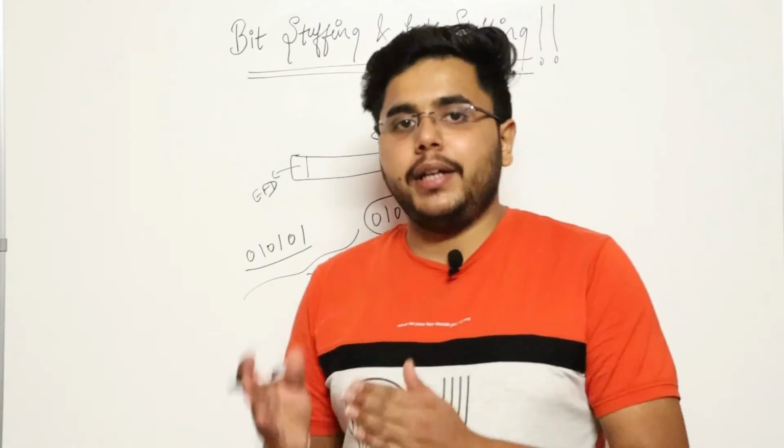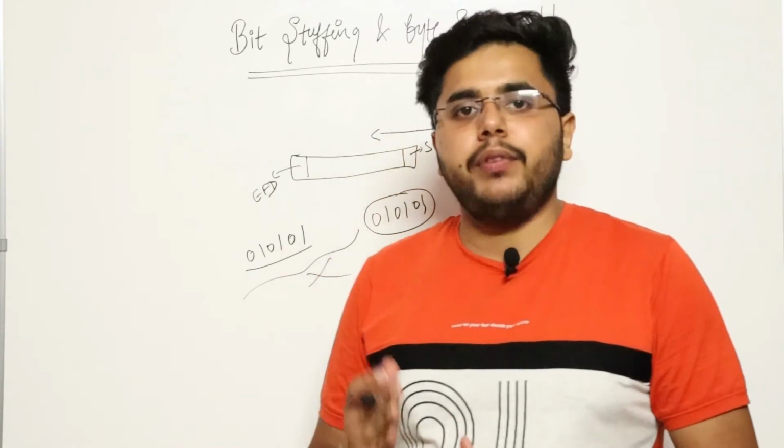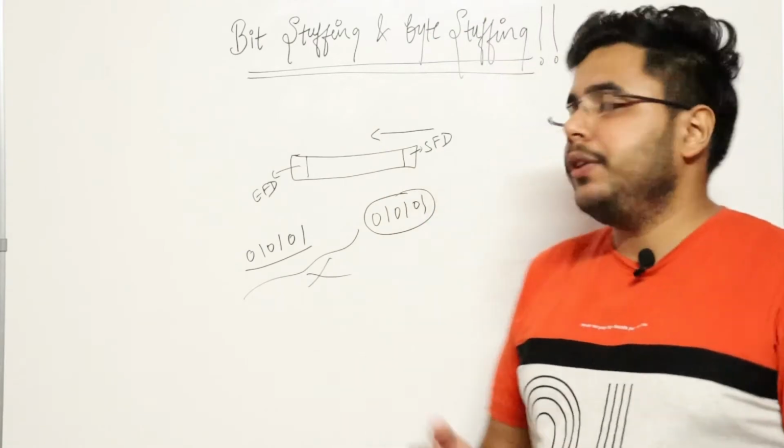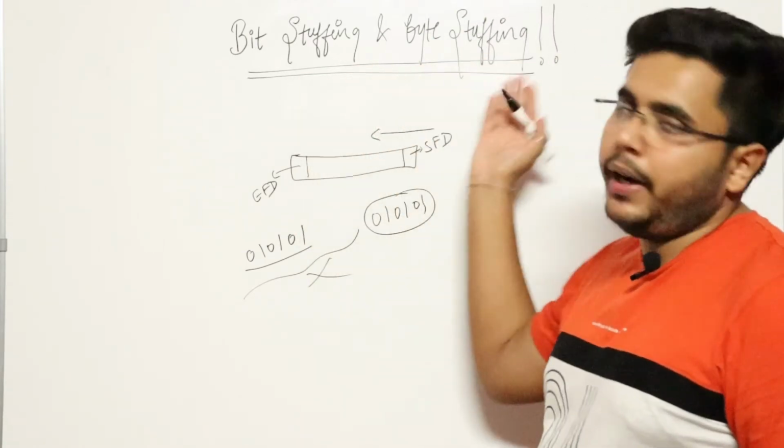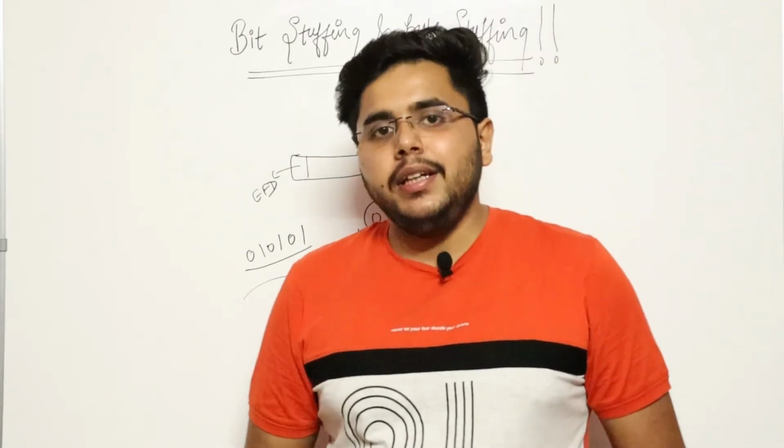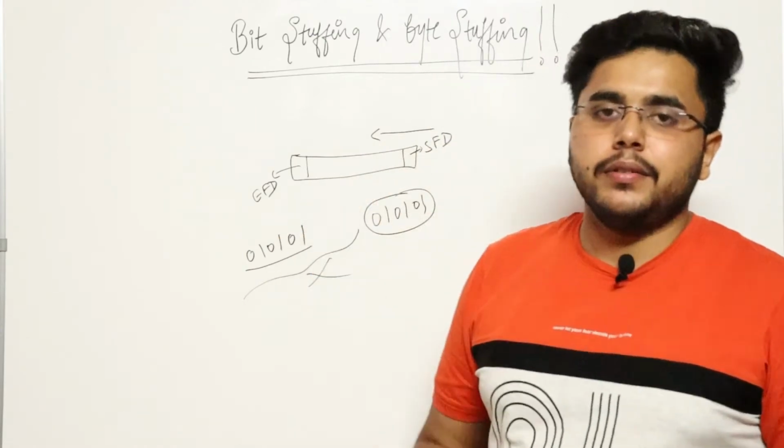So, to make the EFD and data not match, we make changes in the data so that its pattern never matches the pattern of the EFD. For that we have introduced the concepts of bit stuffing and byte stuffing. Let's see what these are.